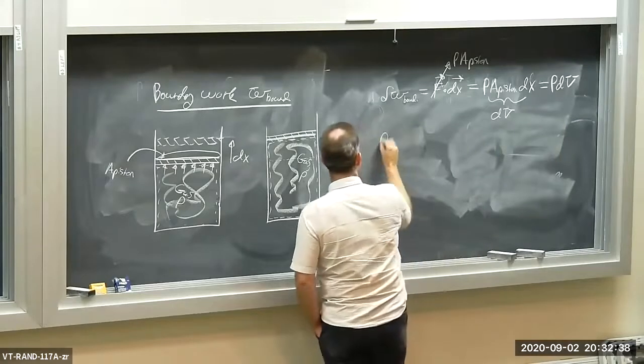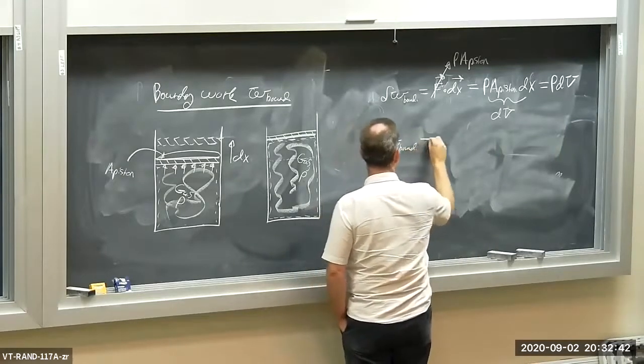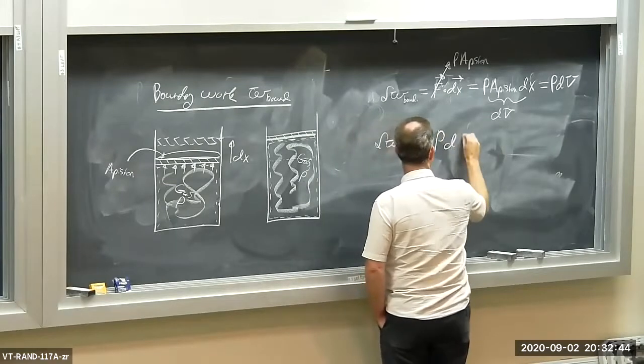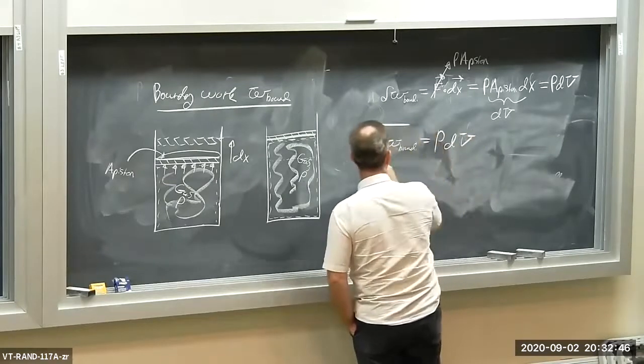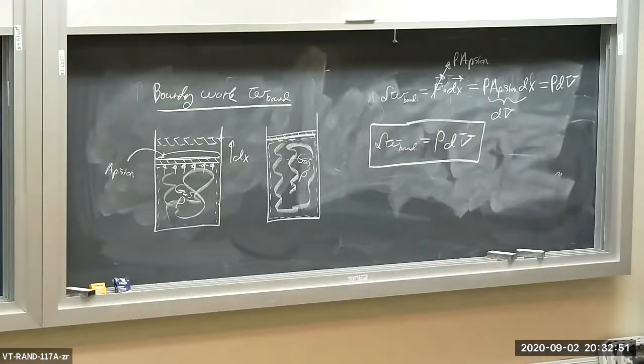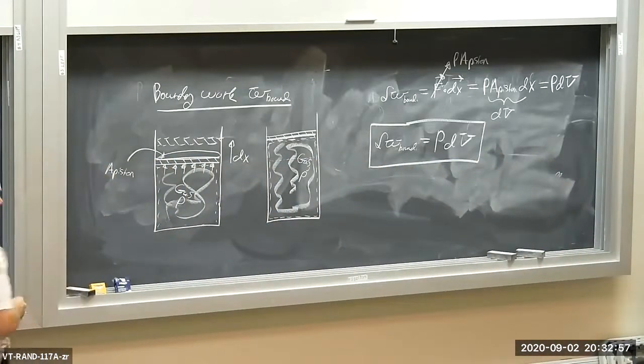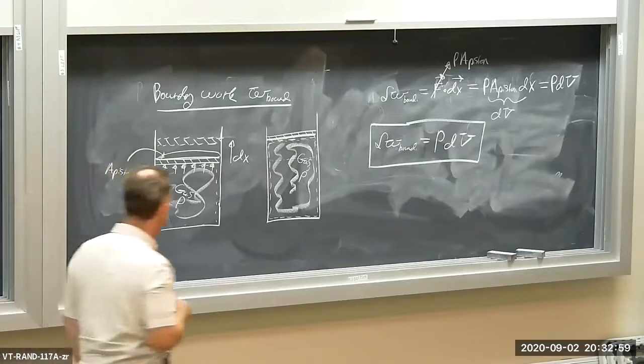So differential boundary work is equal to pressure times the change in volume of the system. Put a box around that. That's an important equation. So that is how you calculate, at least for a differential process, boundary work.